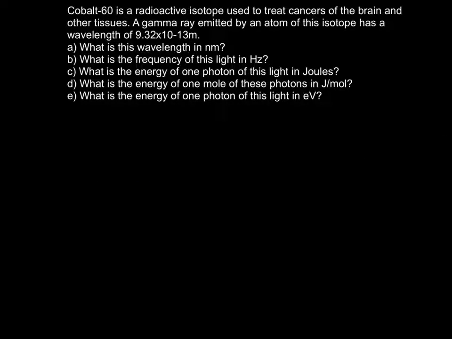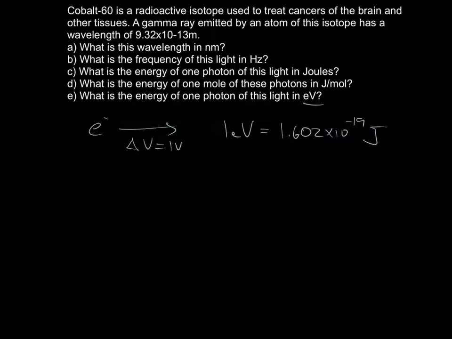Part E asks us about the energy of 1 photon in electron volts. So what is an electron volt? An electron volt is just another unit of energy. It happens to be the amount of energy that one electron gains by accelerating through a potential difference of 1 volt. But we don't really need to know this to solve the problem. All we need to know is that 1 electron volt is equal to 1.602 times 10 to the negative 19 joules. So it's a rather small amount of energy.